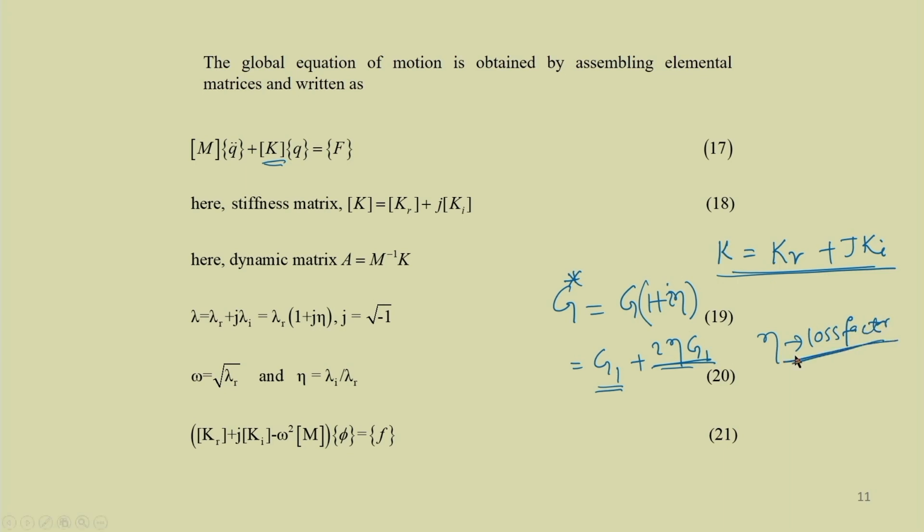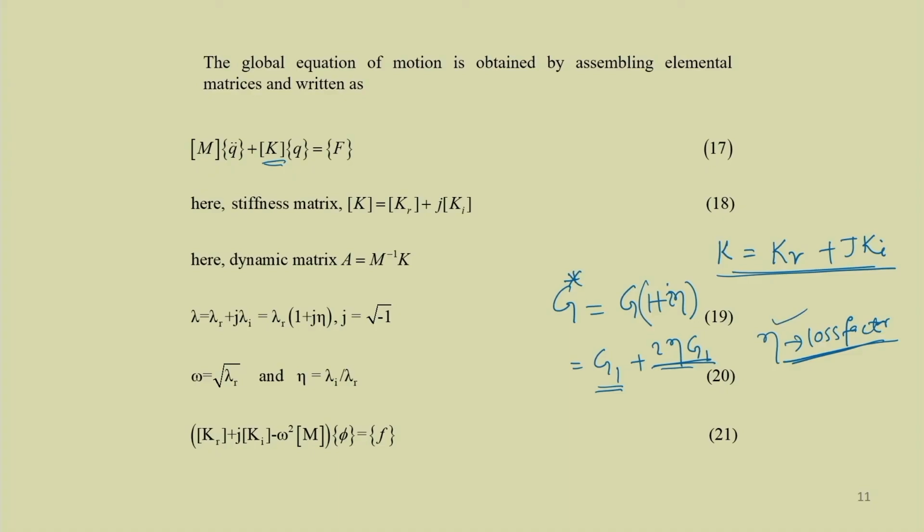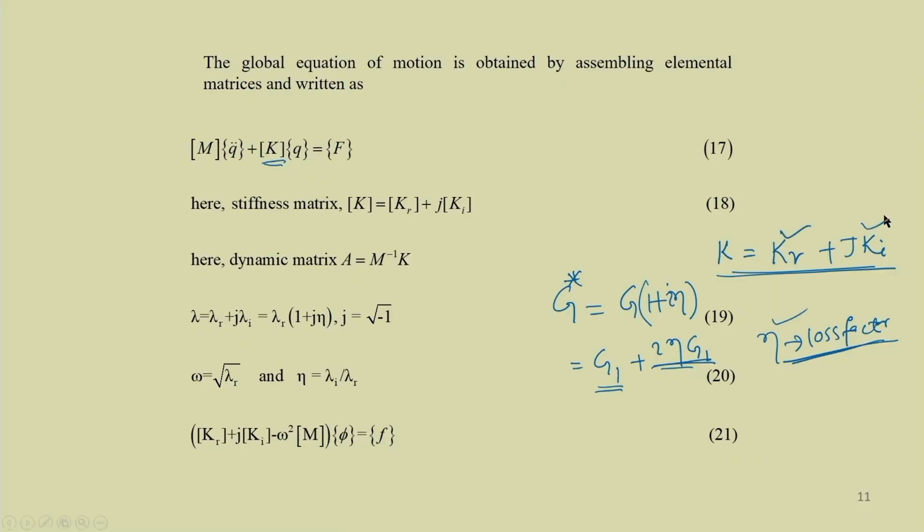Before doing this theoretical analysis, one must know that by performing an experiment one can find the loss factor of the material. As it contains this loss factor as an imaginary term, G can be written as a complex number. So, the stiffness matrix contains both real part and imaginary part. K can be written as Kr plus j Ki, i or j you can write, that is root over minus 1. Now the dynamic matrix can be found by finding A equal to M inverse K.